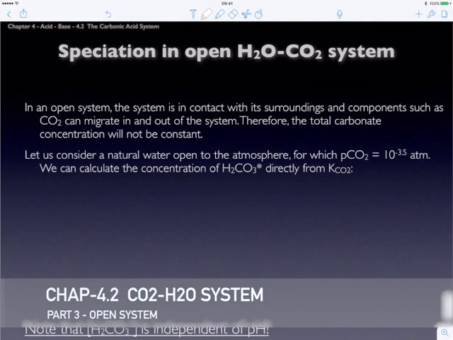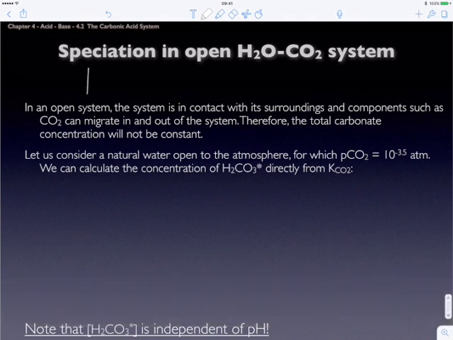Let's investigate a little bit now an open system. So you understand that in a closed system, you don't have any interaction with the atmosphere, with the surroundings in this case, so you have a certain amount of DIC that is constant. In a closed system, what is the constant you're going to use is the DIC.